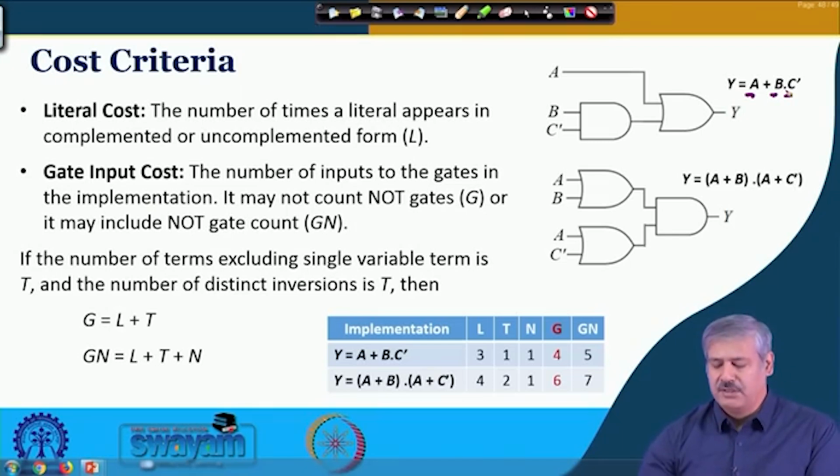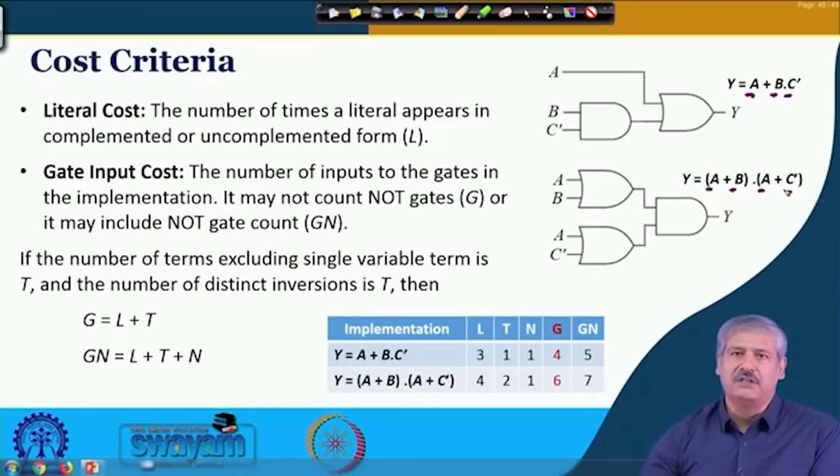So, 3, right. In this case A, B, again C prime. So, 4 times literals are appearing. So, literal cost is 4. That is how the literal cost is arrived at.